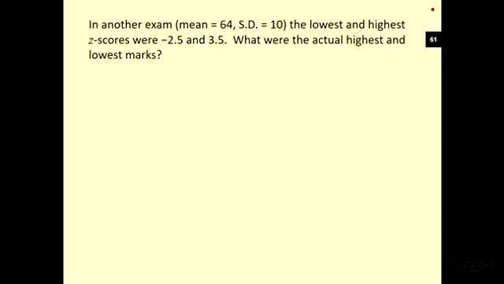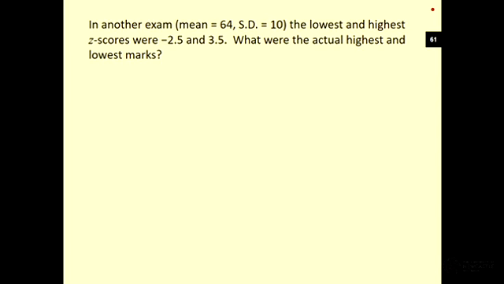Now, what about in this sense? And it's still the same concept. In another exam, the mean was 64 and the standard deviation was 10. In other words, the majority got between 54 and 74, with 64 being the middle. The lowest and highest z-scores are minus 2.5 that someone got and 3.5 that someone got.